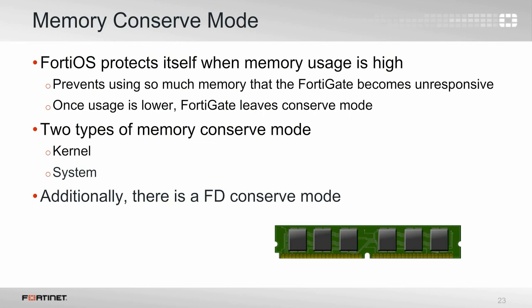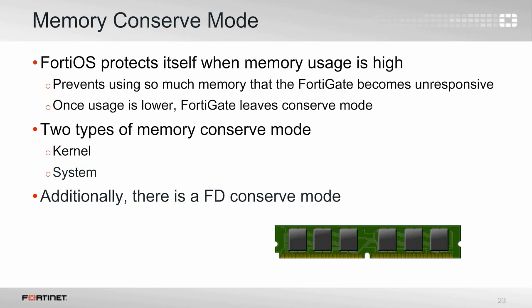Memory conserve mode occurs when FortiGate doesn't have enough RAM available to handle traffic. Content inspection, especially proxy-based, increases memory usage beyond simple firewall policies. In other words, when antivirus is enabled, FortiGate is more likely to use more memory, which can cause FortiGate to go into conserve mode. You can determine whether antivirus or any other process is using too much memory by running the CLI command diagnose sys top.